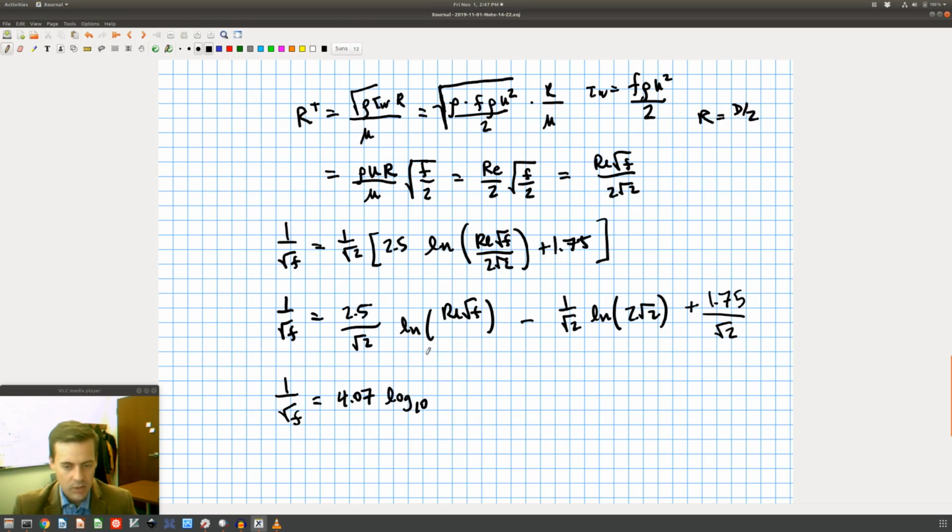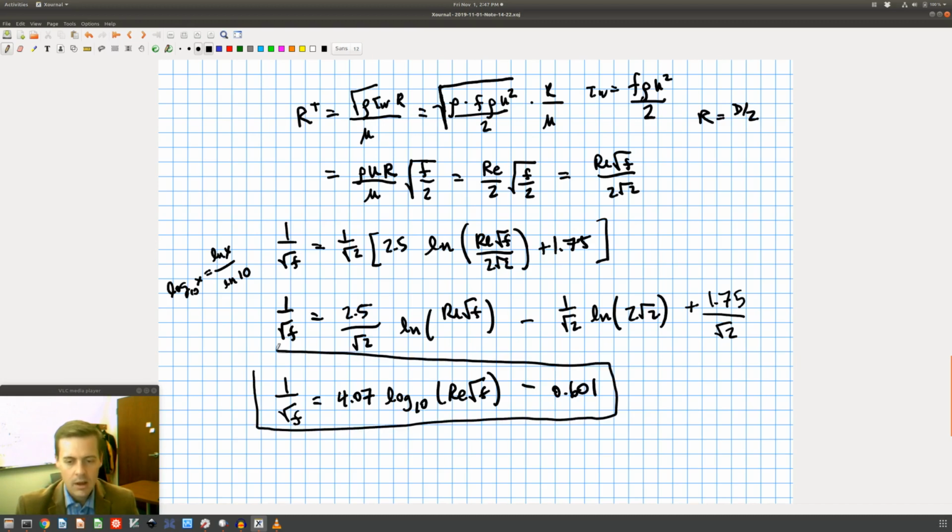log 10. If I switch the logs, remember, log base 10 of x is going to equal natural log of x divided by natural log of 10. So log base 10 of Re square root of f, and this number gives me 0.601. Boom. There is an expression that looks very similar to the Prandtl-Karman equation that we used earlier in class.